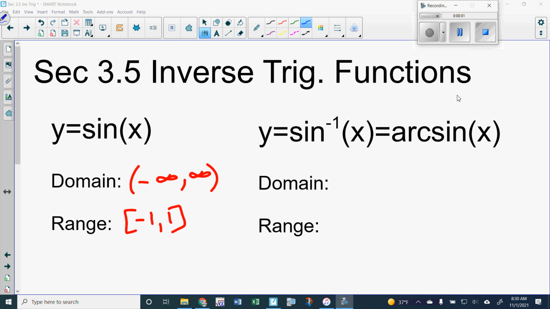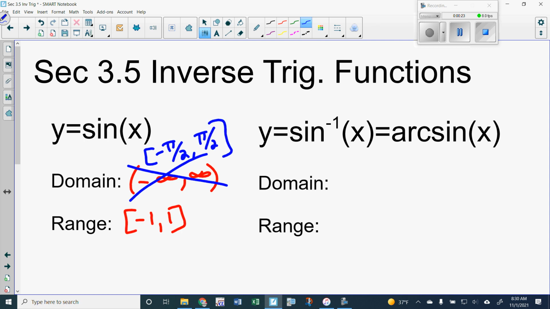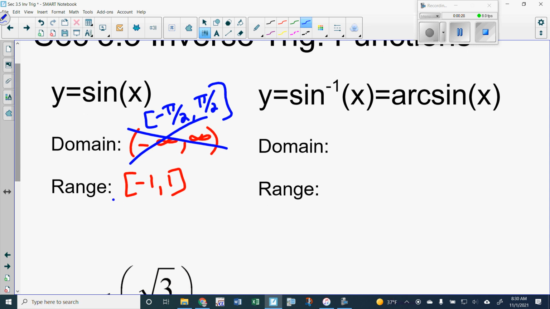Here's our sine. Now, if you remember, to find the inverse, it has to pass the horizontal line test. If you think of sine, does it pass the horizontal line test? Not at all. So what we do in sine so that it passes the horizontal line test is we change the domain to negative pi over 2 to pi over 2. And now, if we think about the graph of sine, that would be from negative pi over 2 to pi over 2, and it's just that graph.